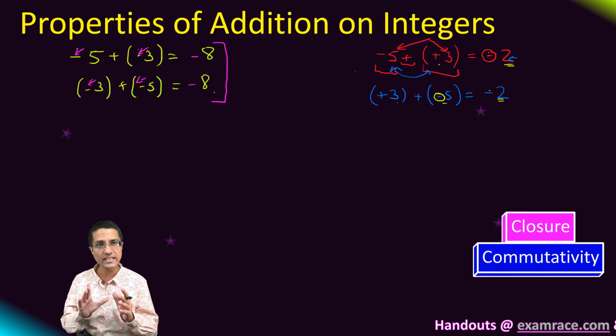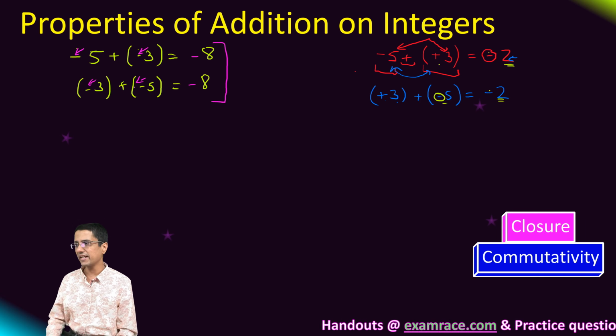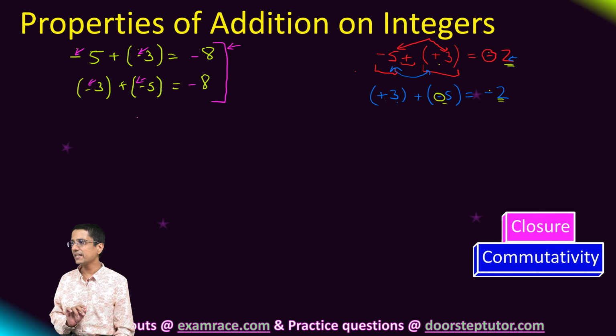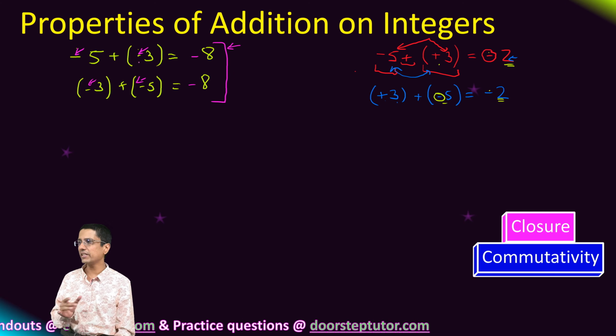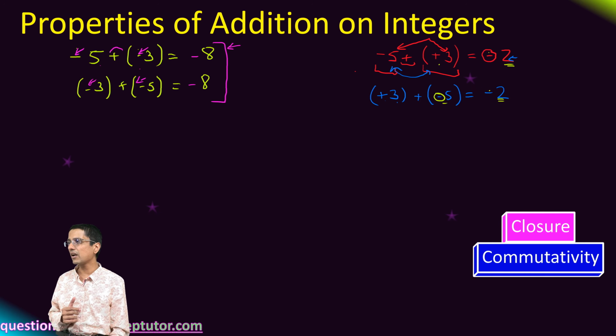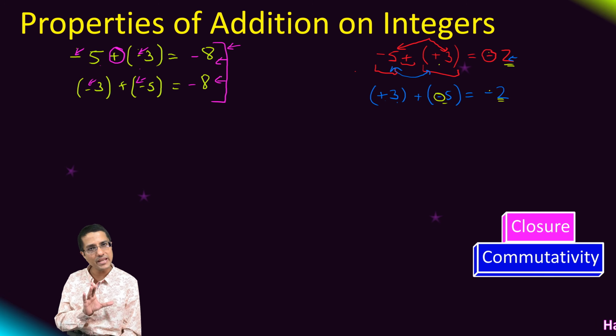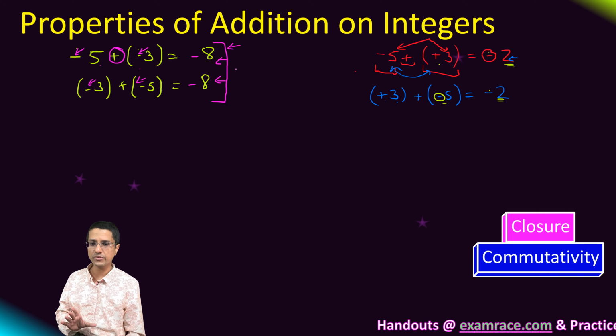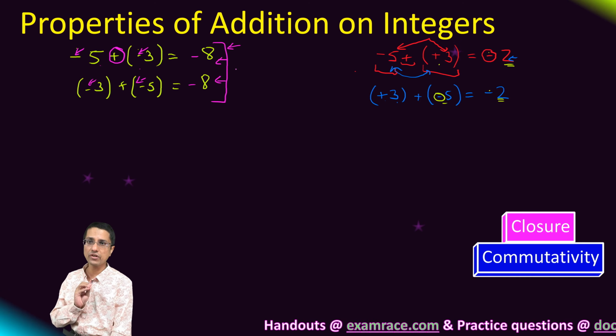So in a nutshell, whether the signs are different or the same, just by changing the order of these two operands around the plus sign, I cannot change my answer, and this means that addition of integers is commutative. So that is the commutativity of addition of integers.